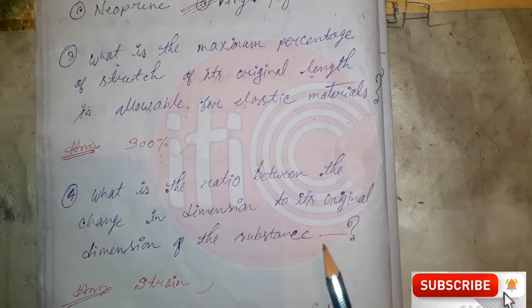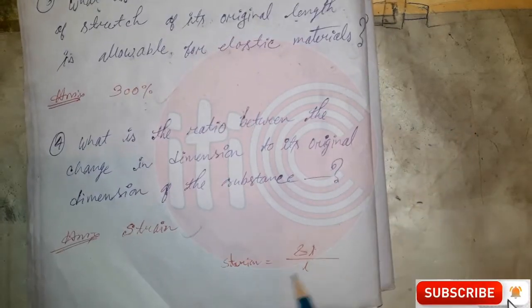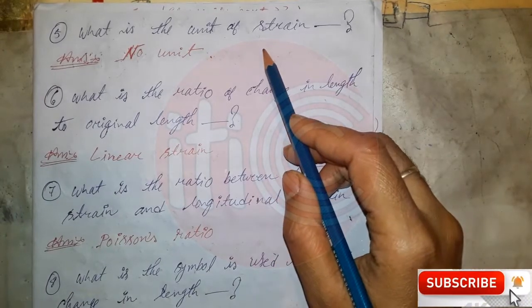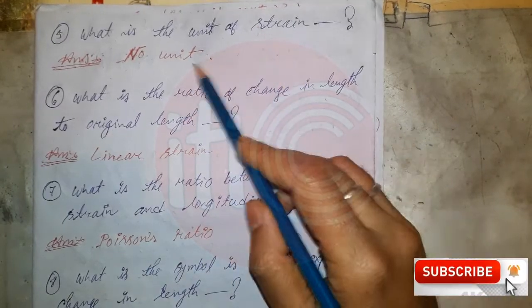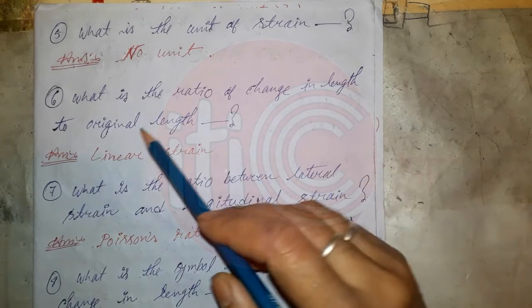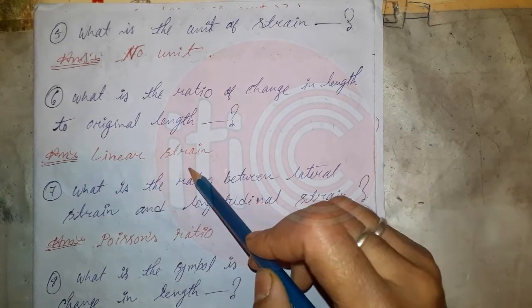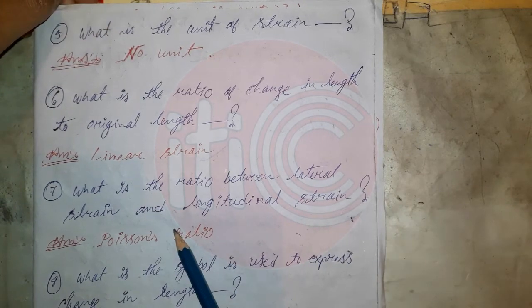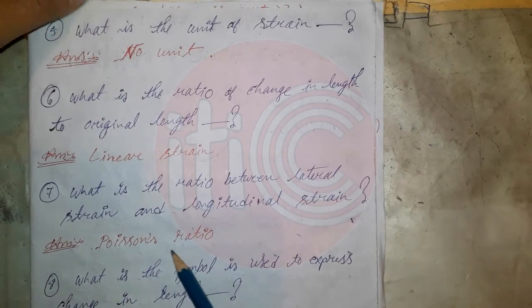Strain. Strain is equal to delta L by L. What is the unit of strain? No unit. Strain has no unit. What is the ratio of change in length to original length? Linear strain. What is the ratio between lateral strain and longitudinal strain? Poisson's ratio.